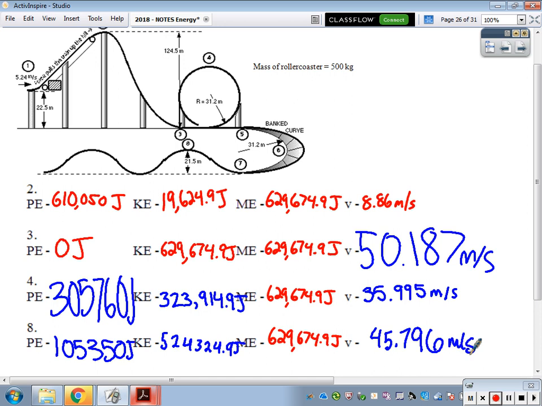Okay, do we all agree with the 45.796 here? Okay, good. And in terms of our samples then, this is where we're going to stop for today.